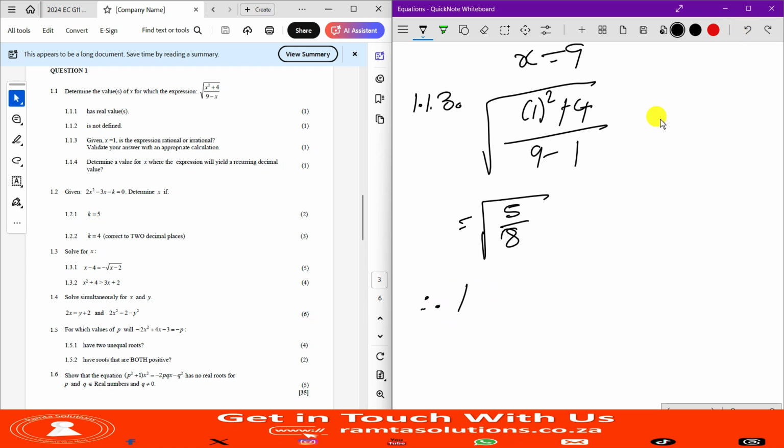It is irrational because you cannot write this thing as a fraction. Will it be recurring? No, it's non-recurring. It'll just be a decimal that you cannot represent as a fraction. So it is therefore irrational.